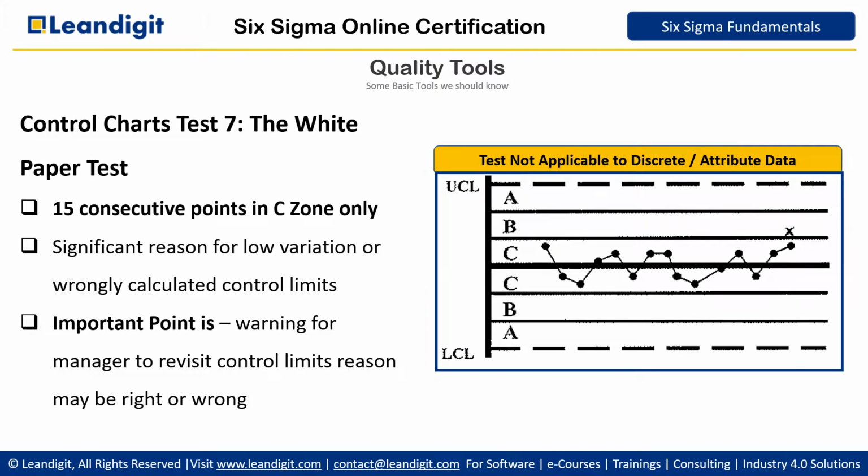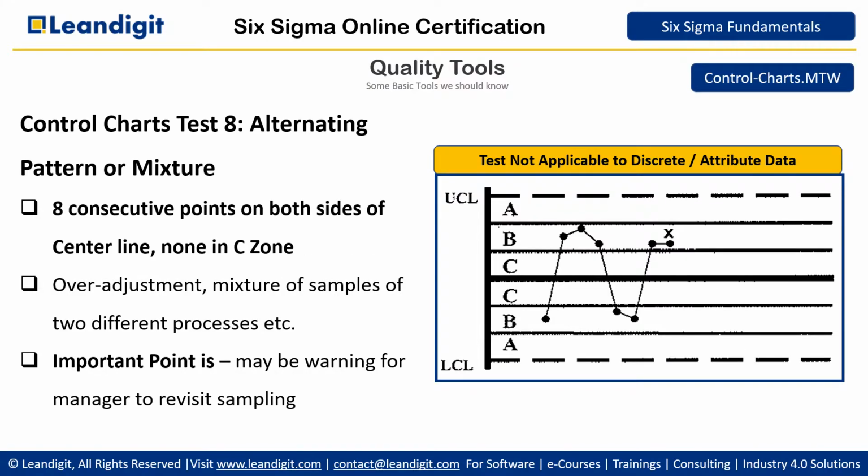Test number 7 is popularly known as the white paper test. Here 15 consecutive points are in the C zones. A significant reason for low variation is wrongly calculated control limits. We have seen most of the times the limits are not calculated correctly. It is also possible that the process has improved because of a Six Sigma project, and we see this kind of control chart.